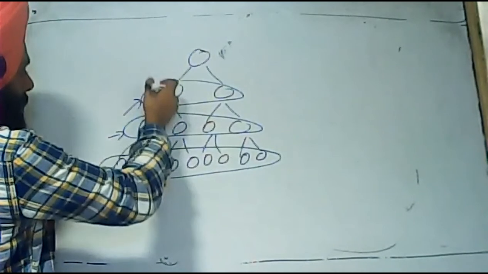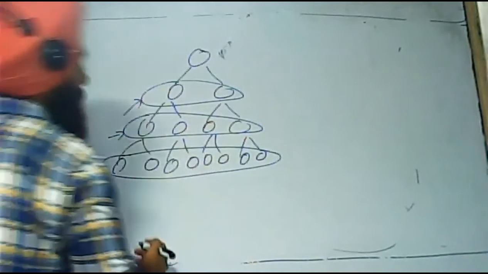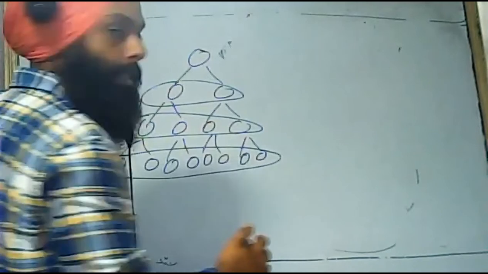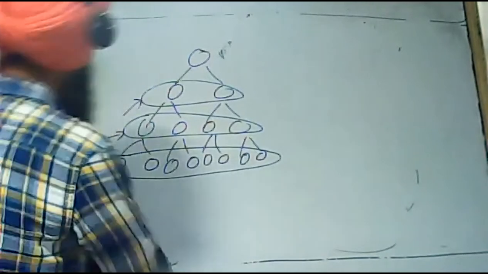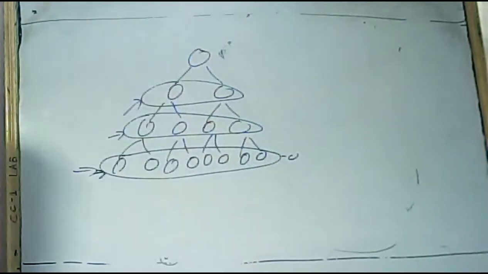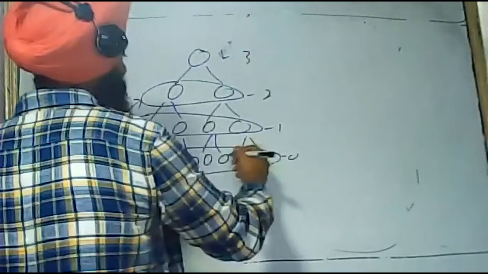Time taken at this level will be less than time taken at this level because the number of nodes is less. So how can we find the number of nodes at a particular level? At this level, that is zero height, and this is height 1. I have told you how to calculate the height. Height is nothing but the number of edges.